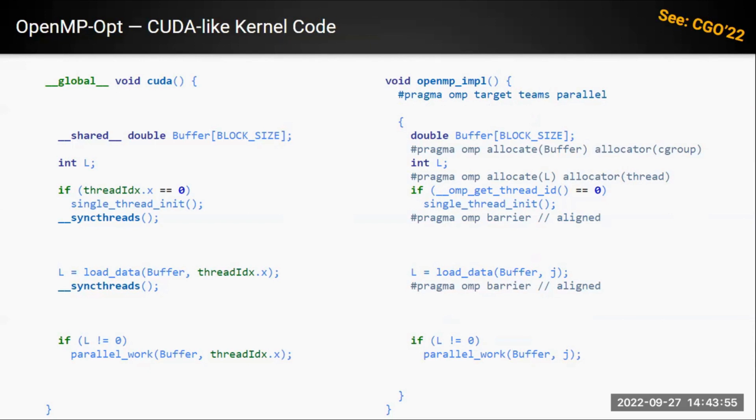So target teams parallel is just the CUDA kernel launch that we don't see. It's an SPMD kernel launch. The shared is equivalent to allocate in the CGroup. Allocate in the thread is just a local variable. We do the thread ID check to do the single threaded stuff. We have aligned barriers, which effectively are sync threads. We have all the threads execute this together, again, sync threads. And then this. So we end up with the same code in effectively PTX and performance as CUDA.